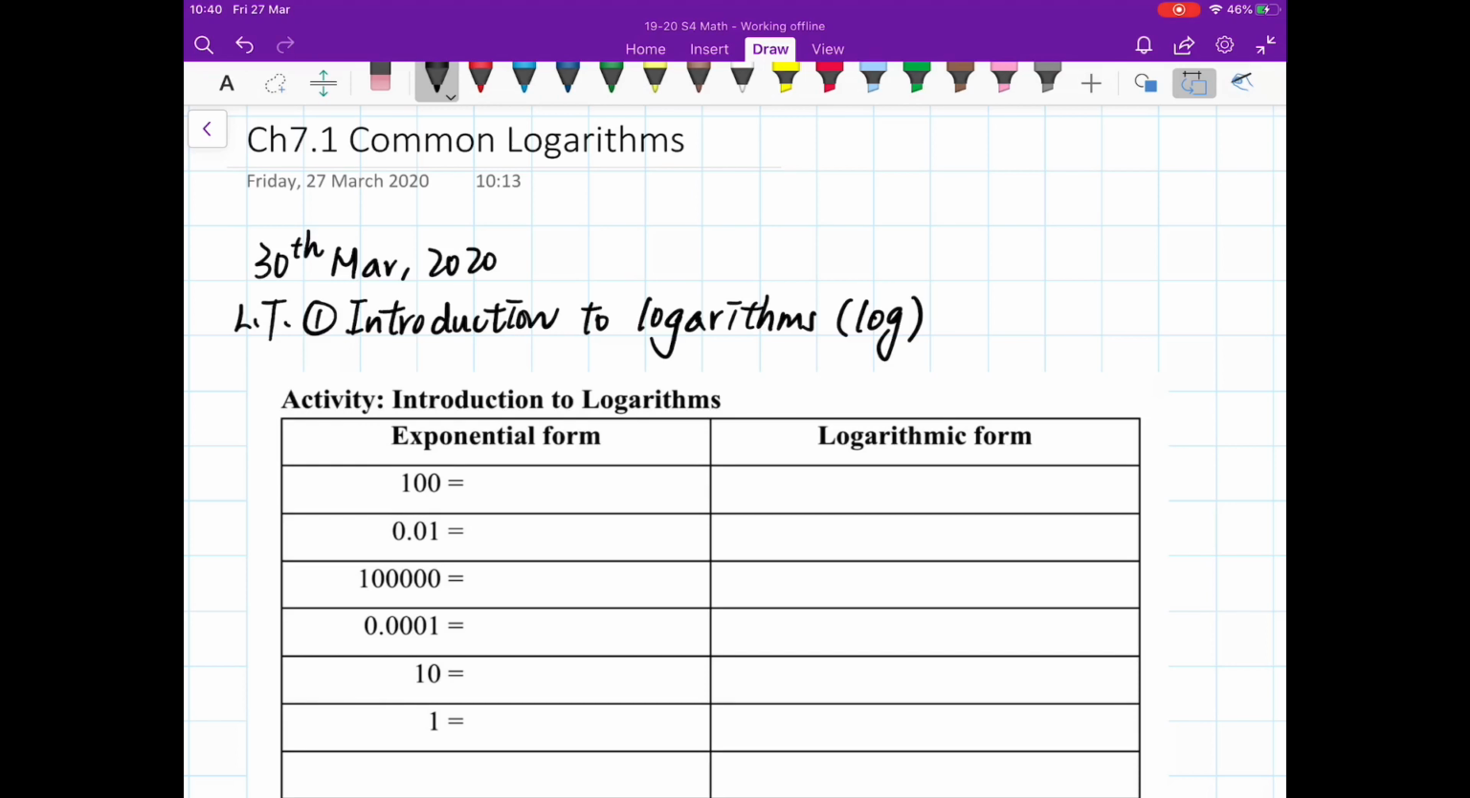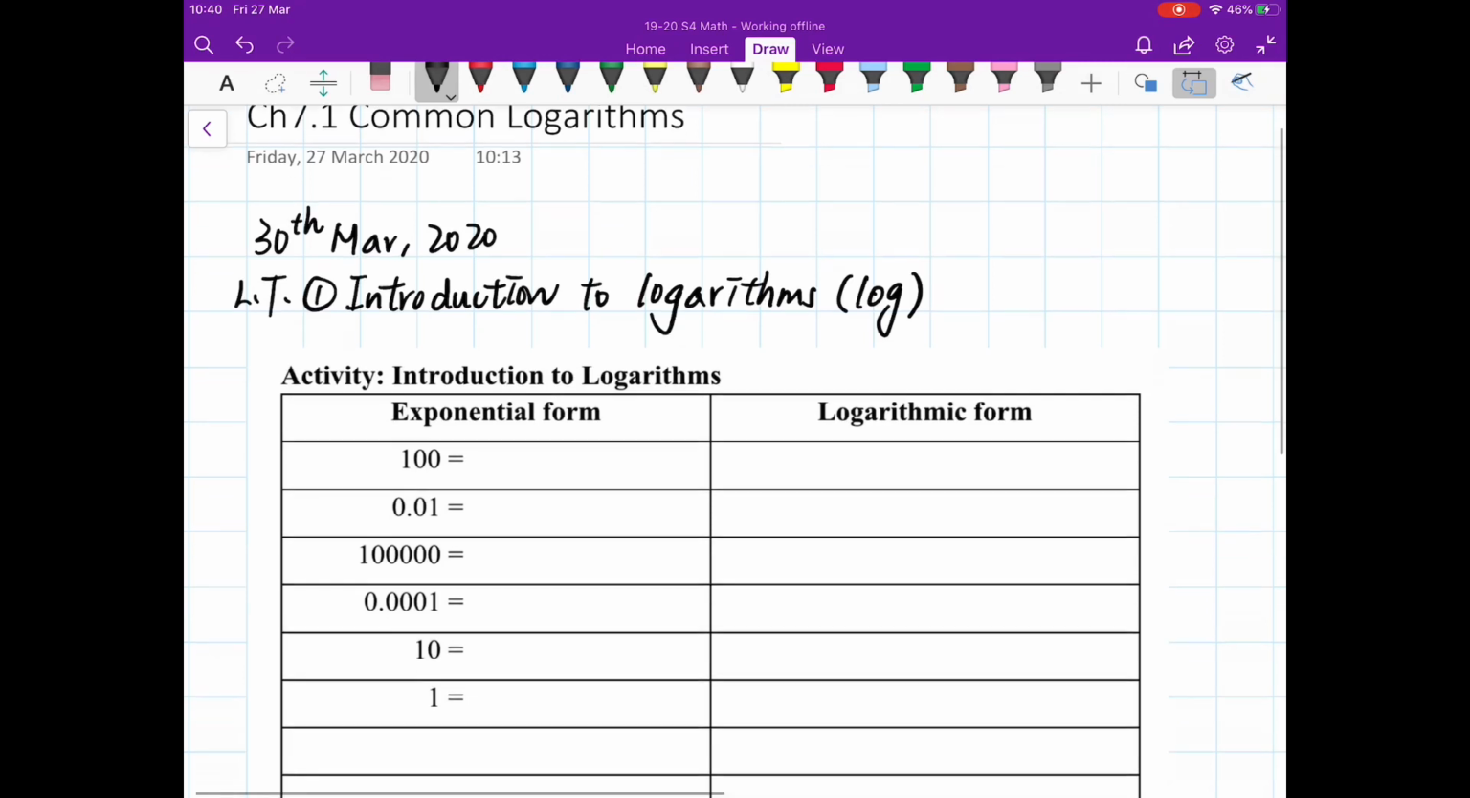Hi everyone, today we will start chapter 7, and in section 7.1 we will talk about common logarithms. So please turn to a new page of your notebook, write down the date of today and the learning target: Introduction to Logarithms, and we will simply call it log, L-O-G.